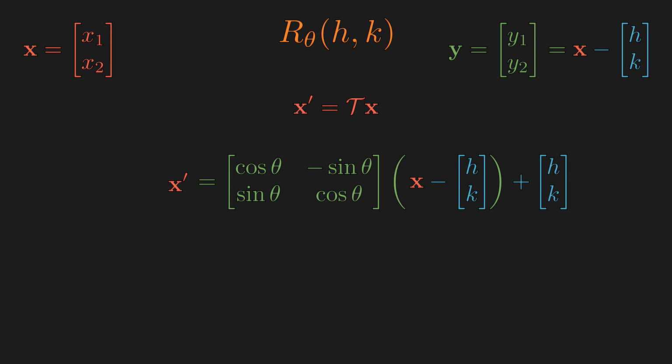Lastly, we just isolate x prime, and we finally have a formula for T. And if we really break down what T is doing, we first shift the coordinate system from x to y, make a rotation about the origin, then translate the language back to the x coordinate. And naturally, the coordinate change from y to x is the inverse function of the change from x to y.